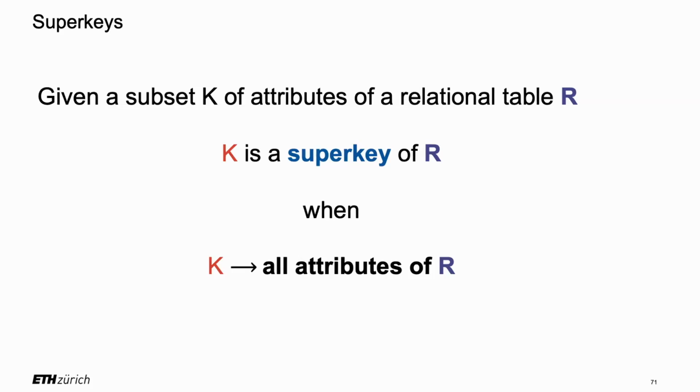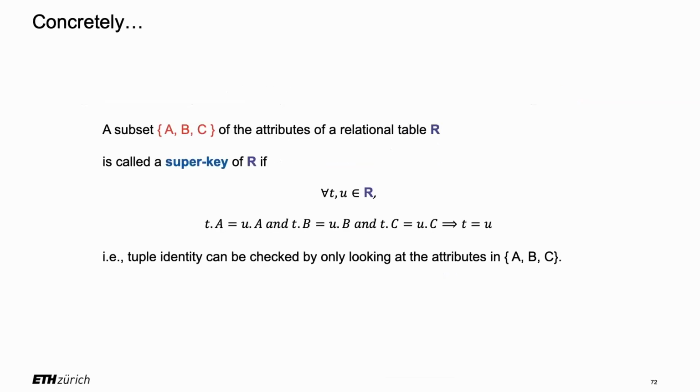Then we say that the set of attributes, K, is a super key if the following functional dependency holds. Key functionally determines everything. Then it's a super key. So basically, for example, here I replace K with ABC. It's just easier if you actually instantiate it with actual names.